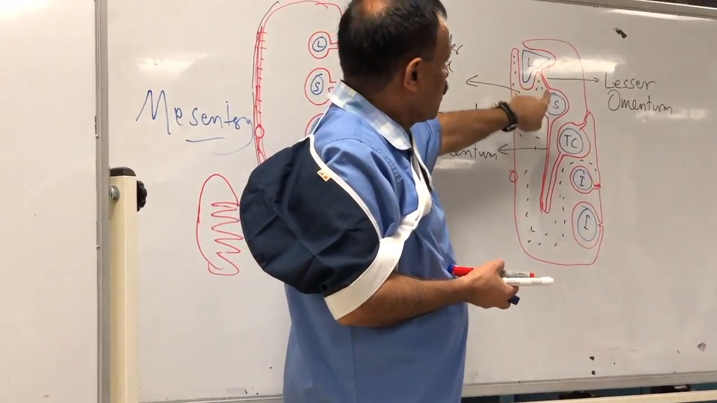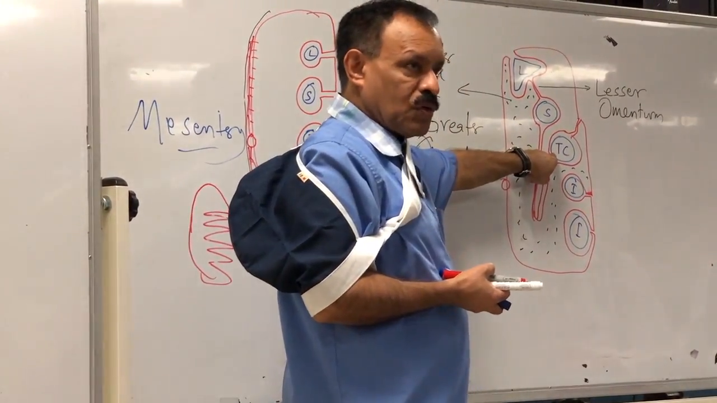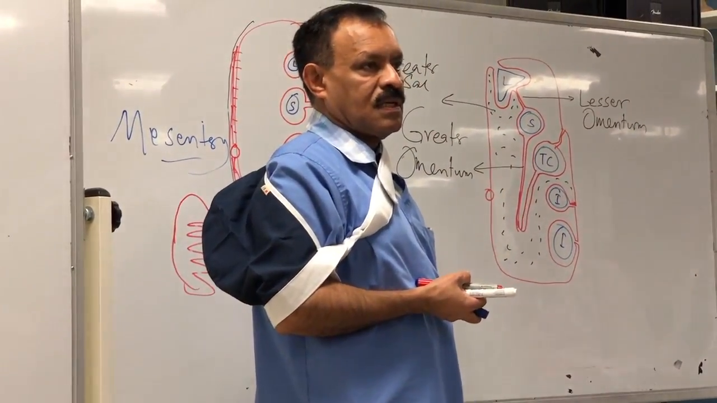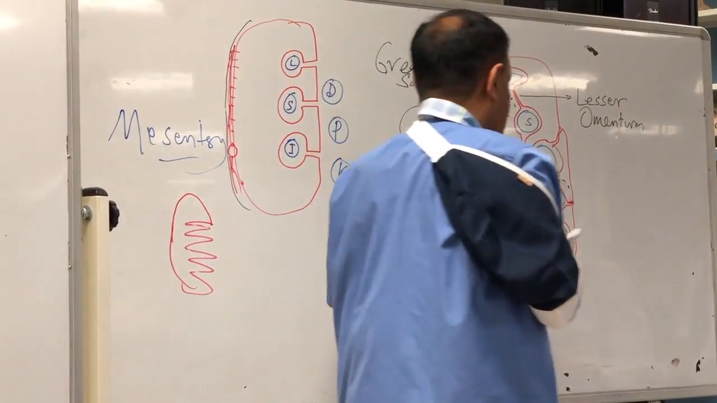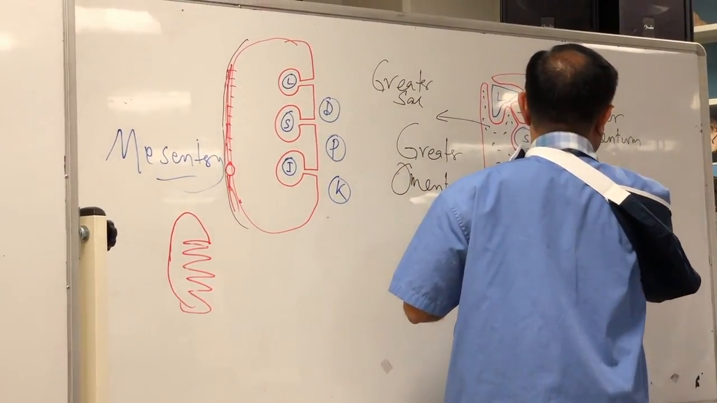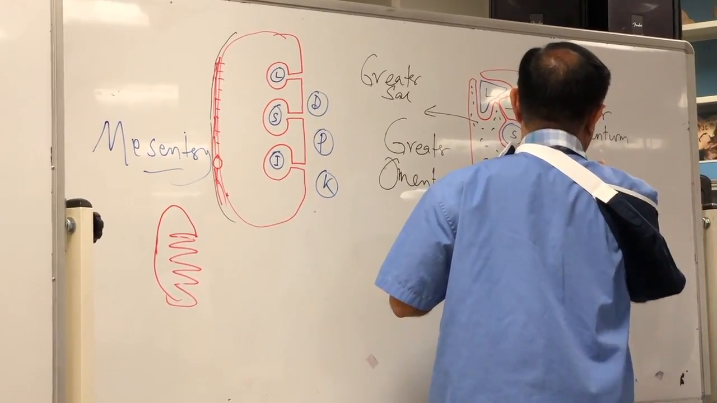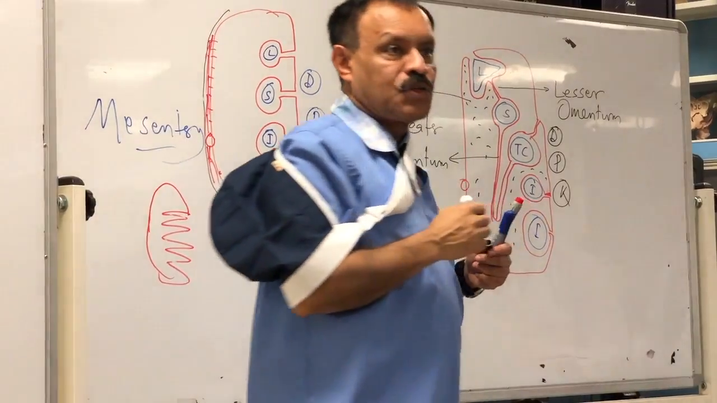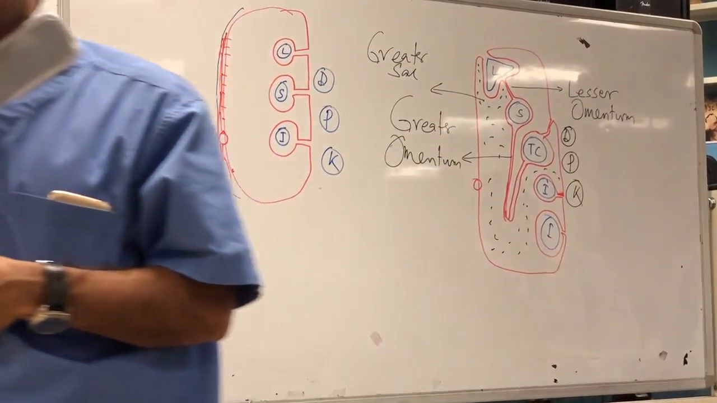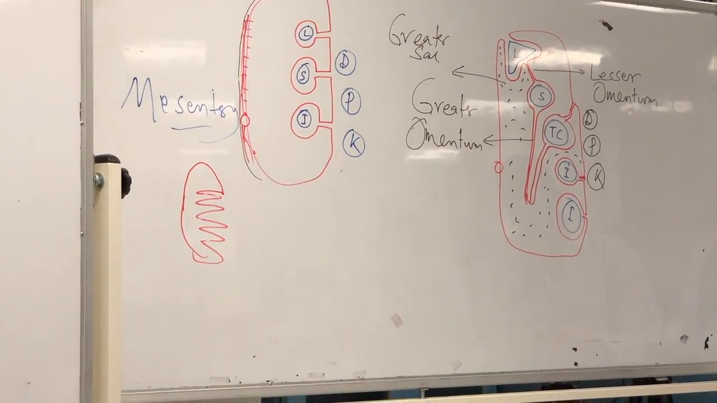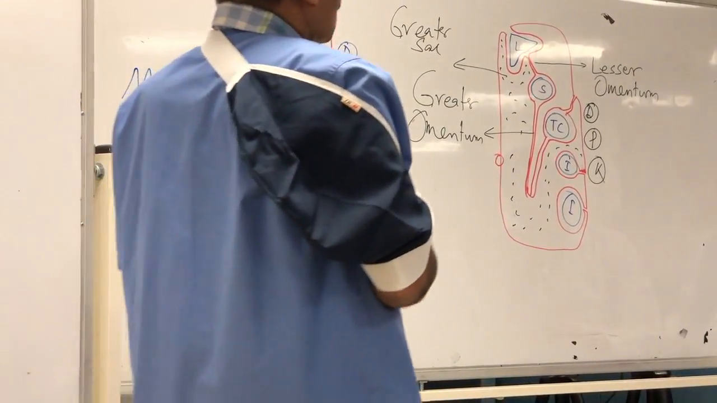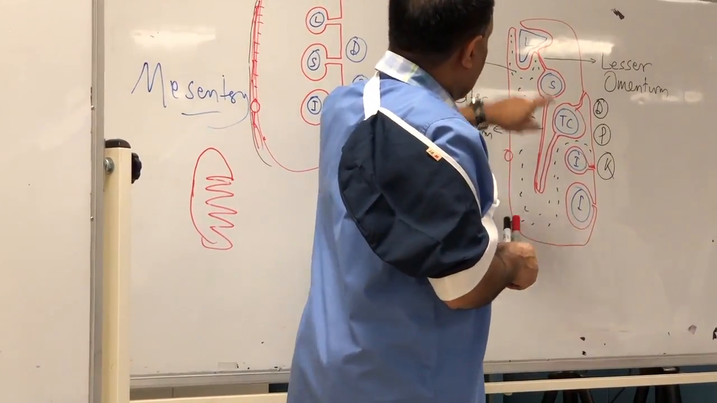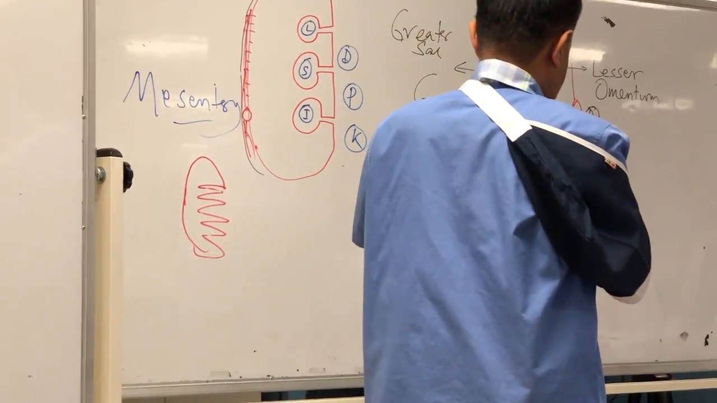Liver you can see, stomach you can see, transverse colon you can see, and intestine you can see. You should not see duodenum, pancreas, and the kidney, because they are retroperitoneal. So you cannot see them very easily. You got it? So if this is the greater sac, then there is also the lesser sac.